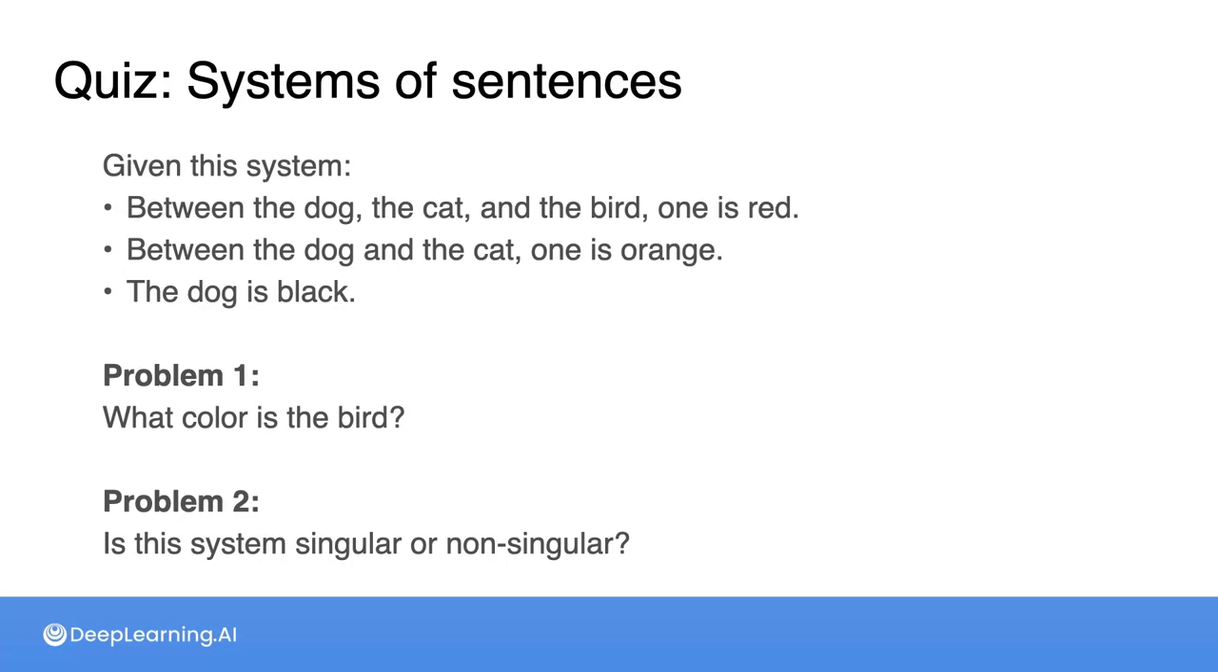Now, systems can be a bit more complicated than the ones we previously saw. Consider the system of sentences. Sentence 1 says between the dog, the cat, and the bird, one of them is red. Sentence 2 says between the dog and the cat, one of them is orange. And sentence 3 says the dog is black. So problem 1 on this quiz says, can you figure out what color is the bird? And problem 2 says, is this system singular or non-singular?